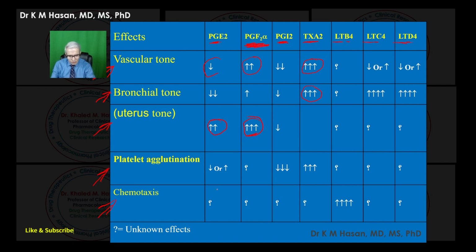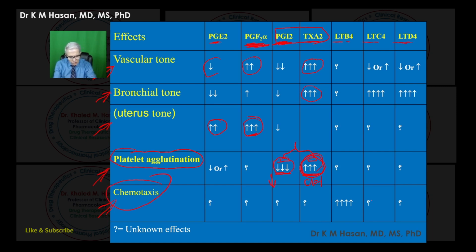Maybe the most important effect is on the platelets, platelet aggregation. So what happens here? Thromboxane A2 increases platelet aggregation. On the other hand, the opposite effect is seen with prostacyclin, which decreases platelet aggregation. So again, we have a scale, a balance between prostacyclin and thromboxane A2. Thromboxane A2 increases platelet aggregation and the risk of clotting, and prostacyclin decreases the risk of clotting.